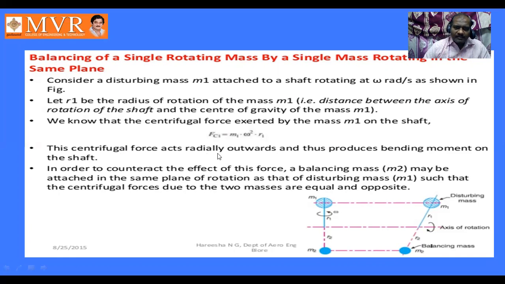The centrifugal force acts radially outwards and that produces a bending moment on the shaft. In order to counteract the effect of this force, a balancing mass m2 may be attached in the same plane of rotation as mass m1, such that the centrifugal forces due to the two masses are equal and opposite.